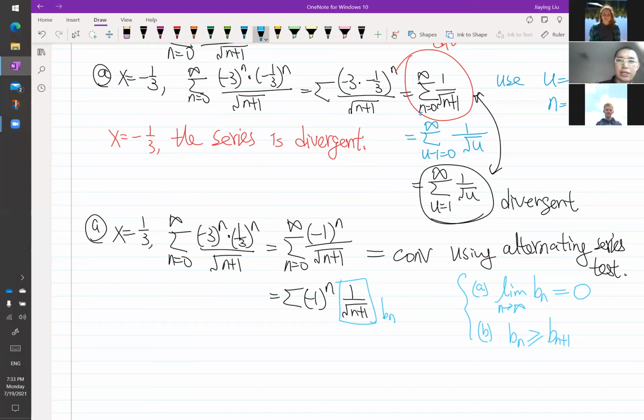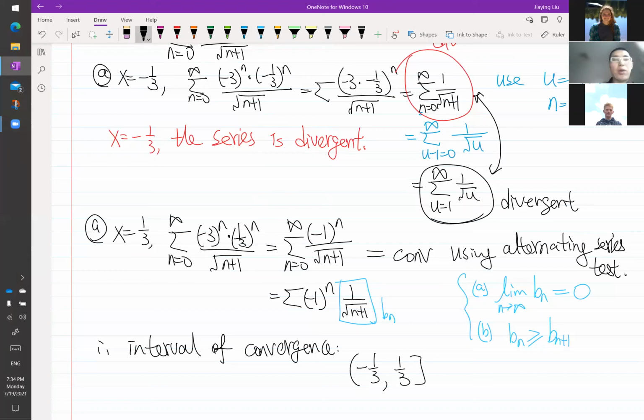So we found out that when x equals 1/3, the series is convergent, but when x equals -1/3 it is not convergent. So therefore, the interval of convergence is, we're not including -1/3, so parentheses at -1/3, but we have to include +1/3, so we put a bracket there. So that's the interval of convergence.